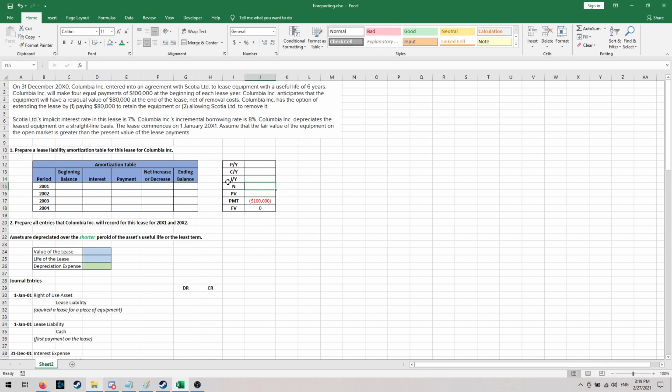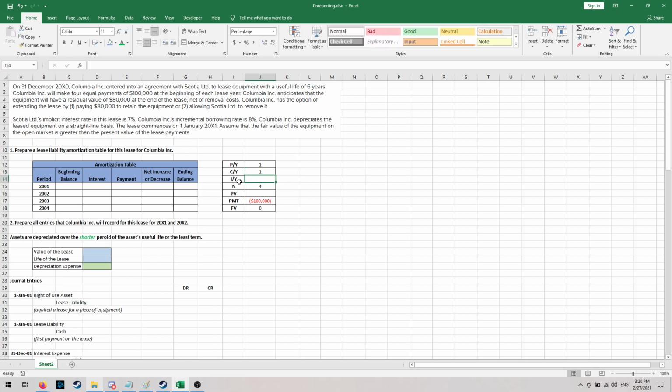We know that our N, or our number of payments, since it's a 4-year lease and we're paying once per year, will be 4, which means our payments per year will be 1. We're not told about compounding interest in this question, so that means it's also going to be 1. We don't need to worry about that.